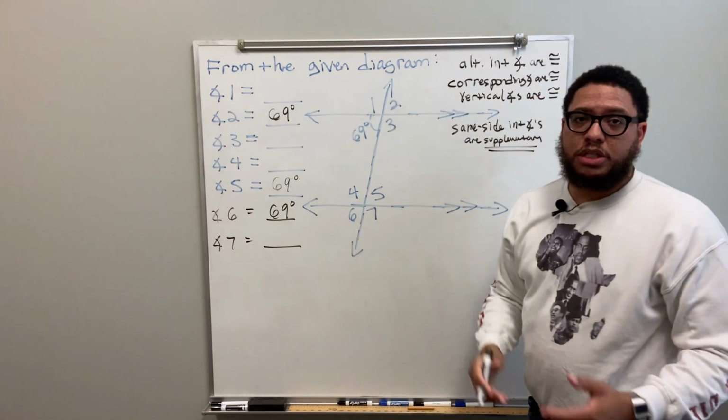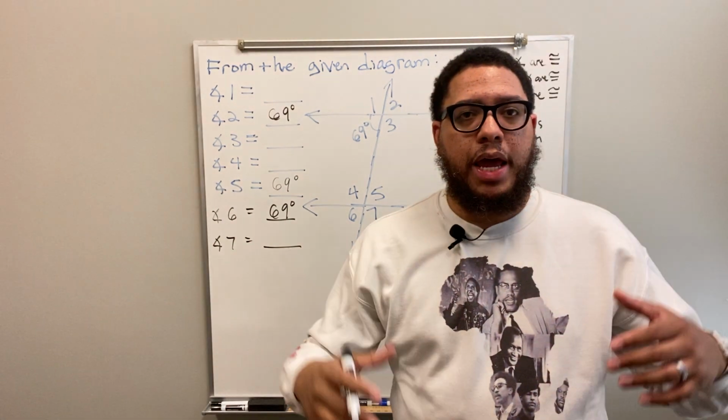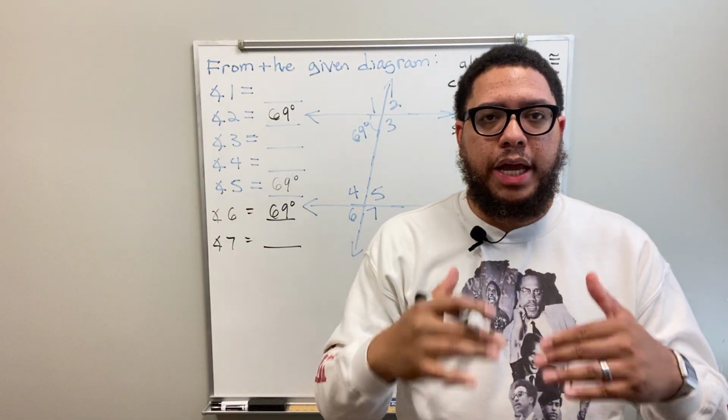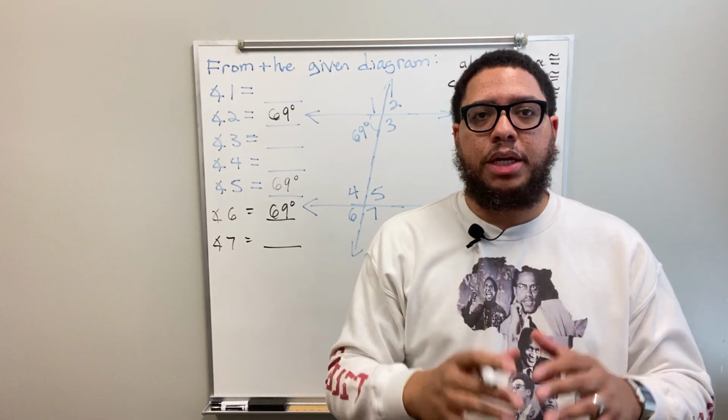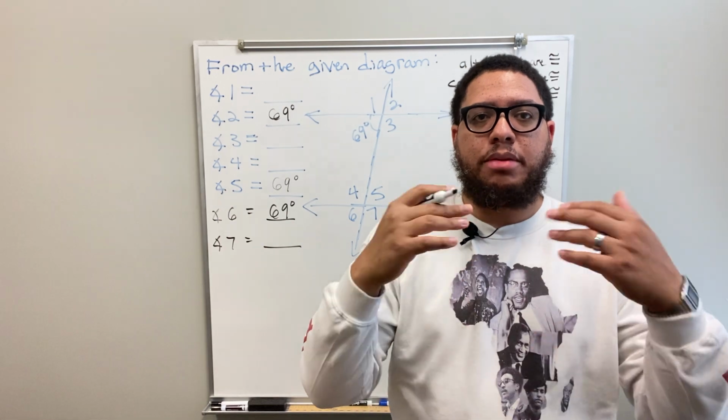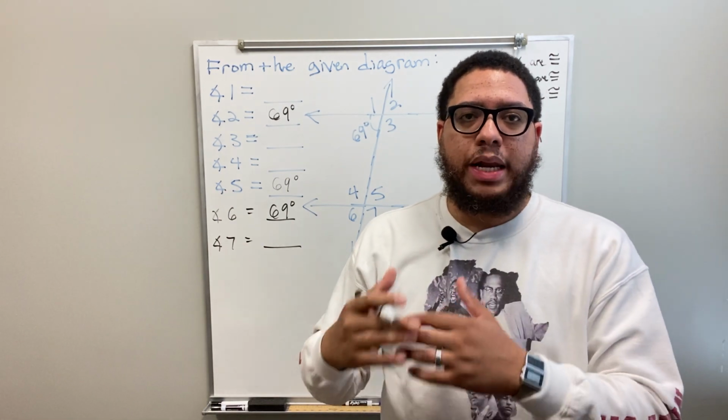Now let's make sure we know what supplementary means. Supplementary means you can add the angles together and their sum is 180 degrees. That's the definition of supplementary. Supplementary means you add the measurements together, and they add up to 180.